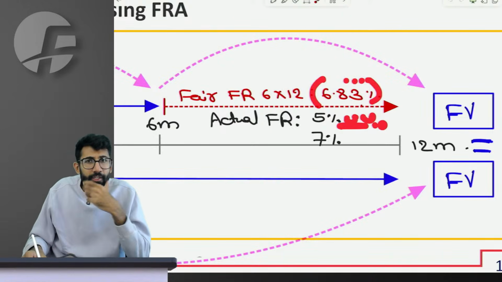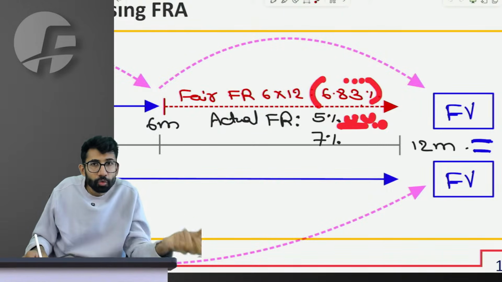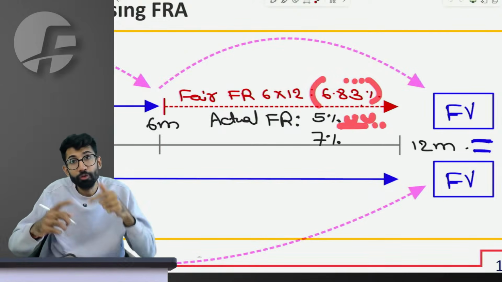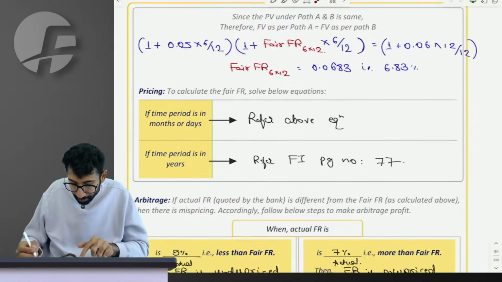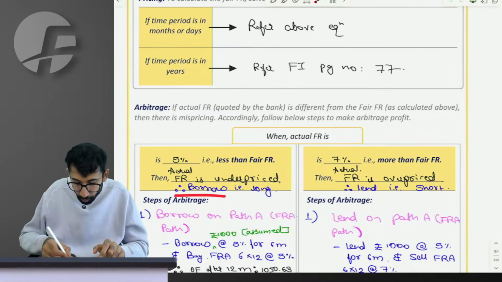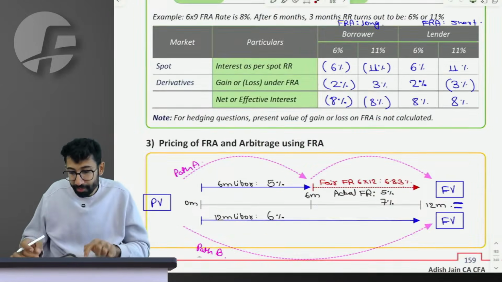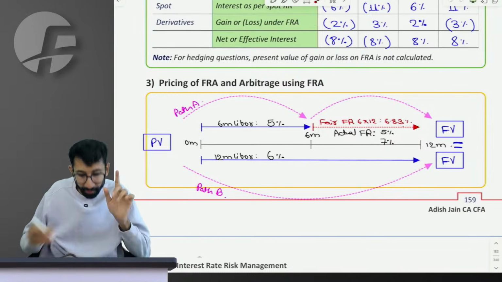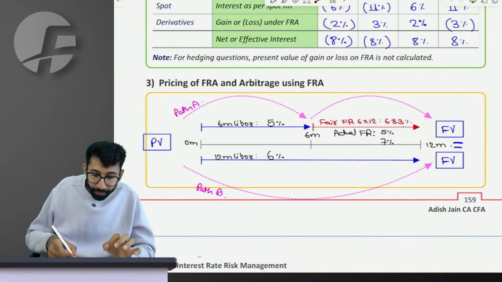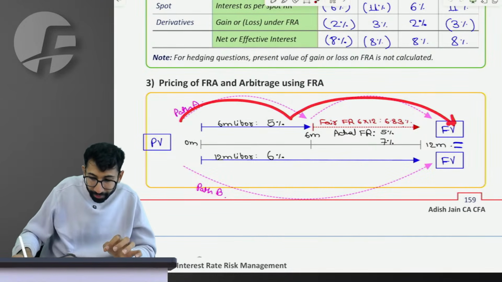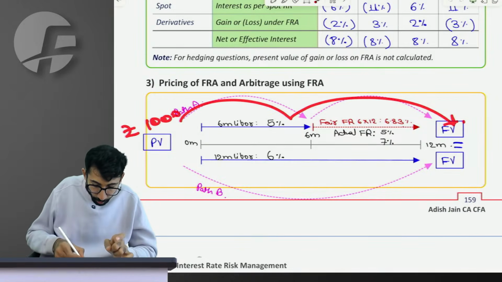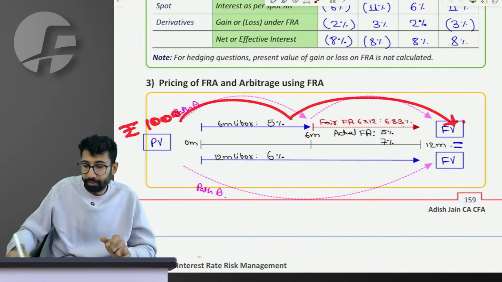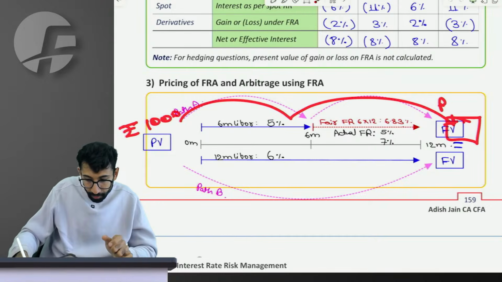What will you do? When the market rate of interest is lower than how much it should be, I would want to borrow at that rate, correct? If that is clear in your brain, then please understand how the arbitrage will happen. On this entire path, you will borrow. So let's say 1000 rupees you borrow on path A. Then you find out the amount of repayment here.